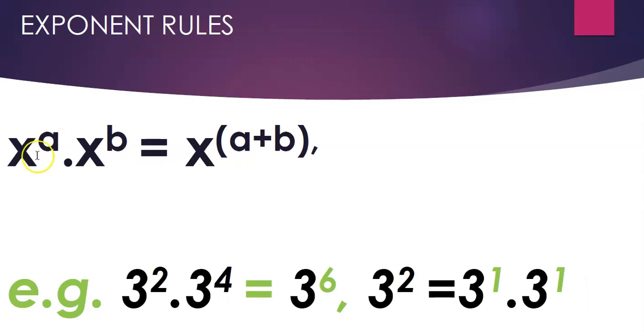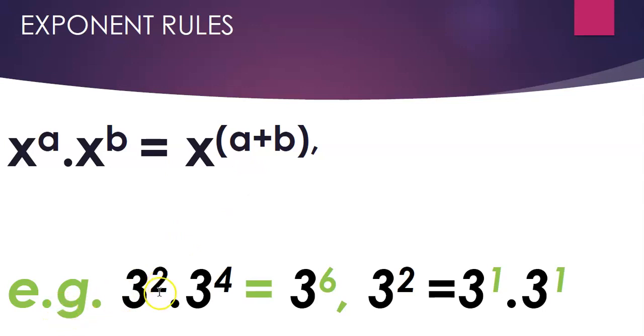The next one is when you have two powers and you have the same base associated with them. So you have x raised to the power a multiplied by x raised to the power b, where both the bases are the same, where the base is x. Then the rule is you add the exponents in order to obtain the final answer. So x raised to the power a times x raised to the power b equals x raised to the power a plus b.